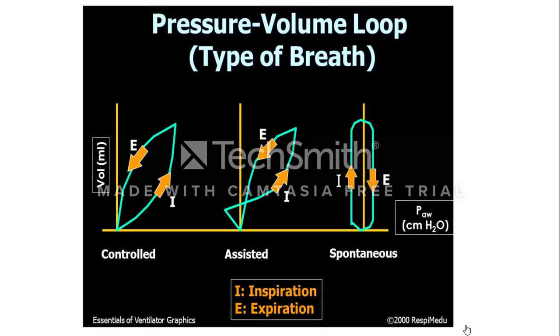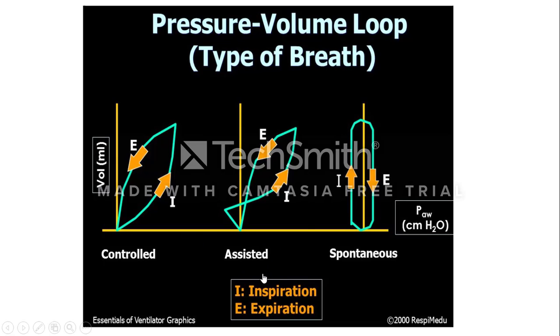Here are three types of pressure volume loops in three different situations. The first one is in spontaneous breathing. As you see, this is your pressure here, and this is your volume here. During a spontaneous breath, when the pressure in the thorax becomes negative, the inspiration begins and volume fills into the lungs until it becomes 0 and then slightly positive for exhalation.